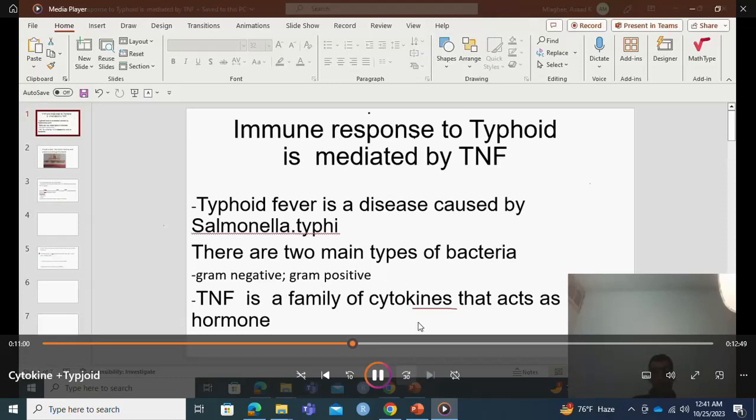TNF is a family of cytokines that acts as a hormone. TNF stands for tumor necrosis factor. It's a family of cytokines. A cytokine is a protein. Millions of immune cells interact with each other to clear the pathogen from the body, and this process is done by the cytokines. Non-immune cells also employ this mechanism, using cytokines to interact with each other.